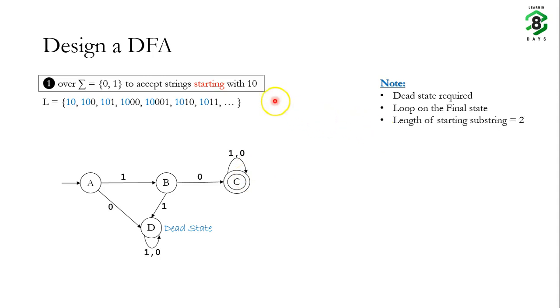So, that means there is a loop on the final state. Now, the length of the starting substring was 2, 1 and 0, right? The length of the starting substring was 2. And how many states did we require to complete the machine? The number of states was 4. So, these are the few observations that you should take from this discussion.